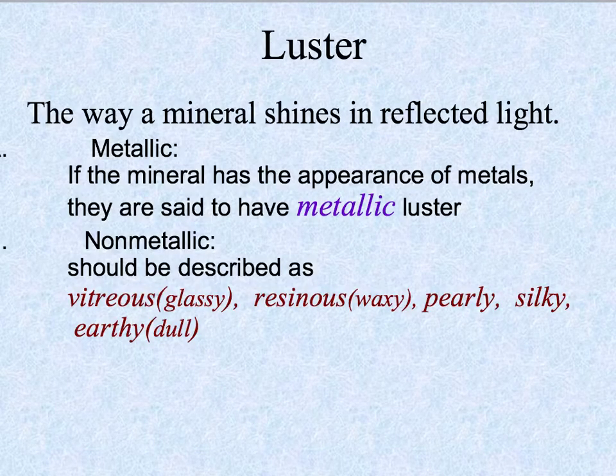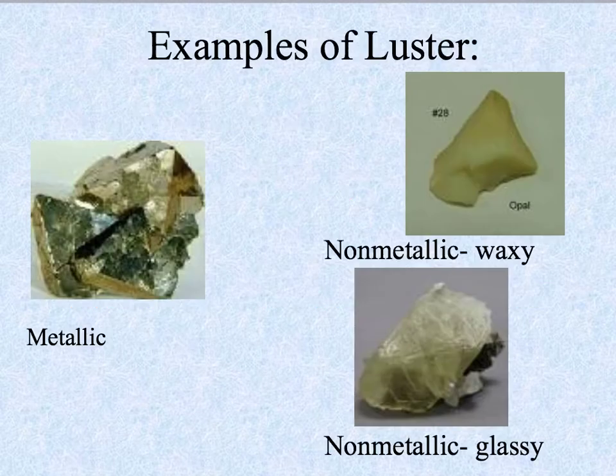You will get some practice with figuring out luster in the laboratory activities in the next 3 days. Basically what you need to remember is metallic luster will have the glow of a metal, like a shiny metal. Non-metallic will not. So non-metallic is the one that you will have to identify and subclassify into vitreous, resinous, pearly, silky, or earthy dull types of luster. Some examples of luster.